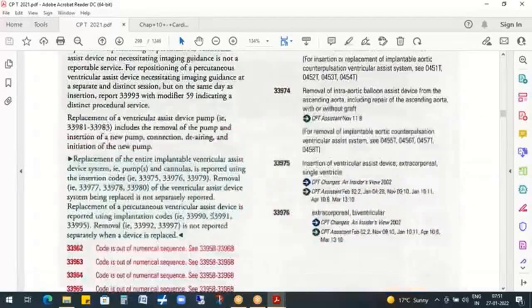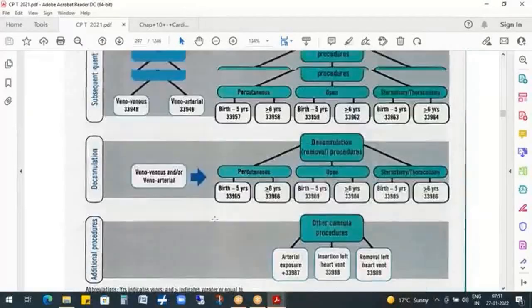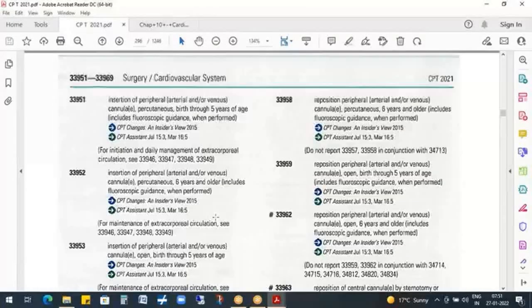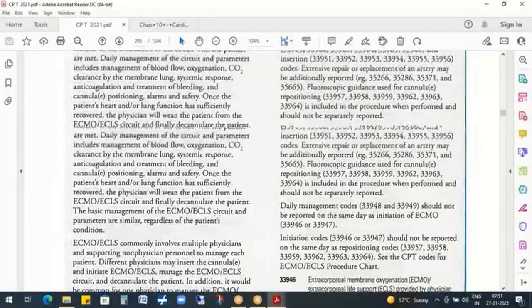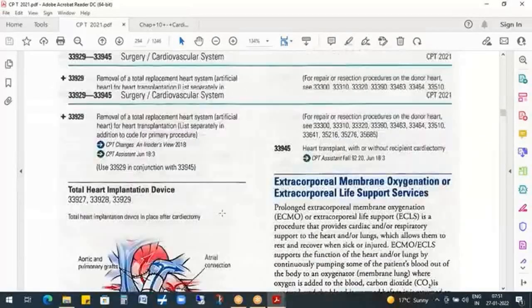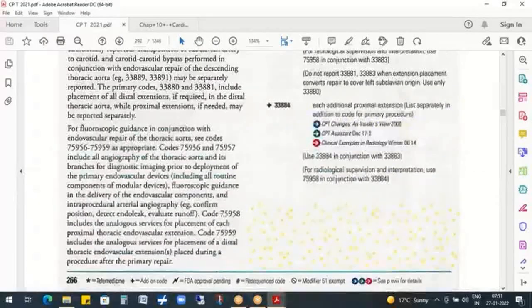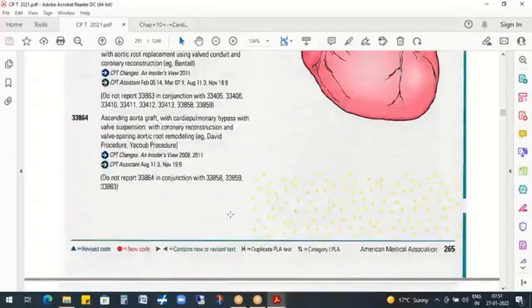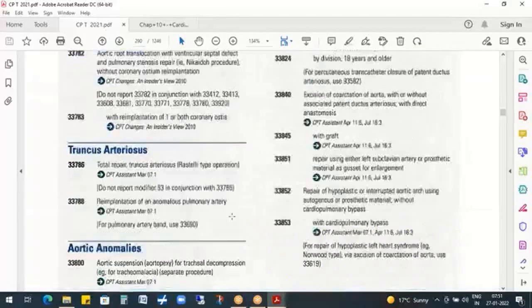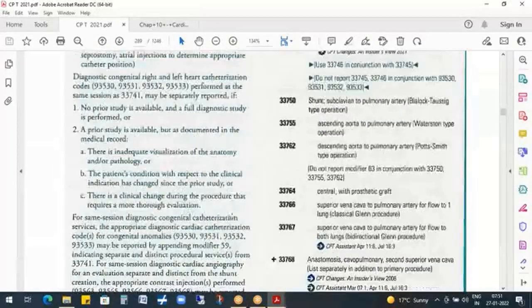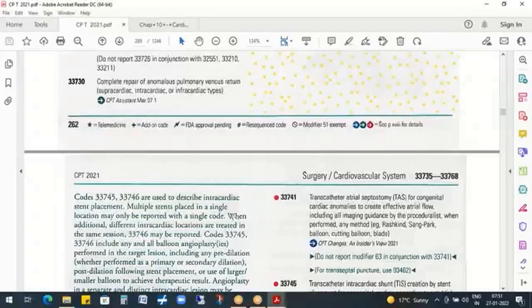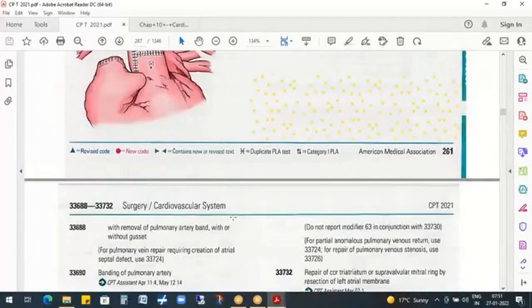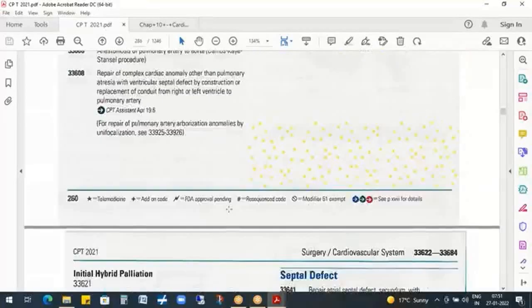What are the three parameters we need to look for when we get a CABG procedure? What is the first point? Number of arteries used. Next one, number of veins used. Next one, the combination of arteries and veins used, yes or no? These are the three parameters we first need to look for in a CABG procedure.